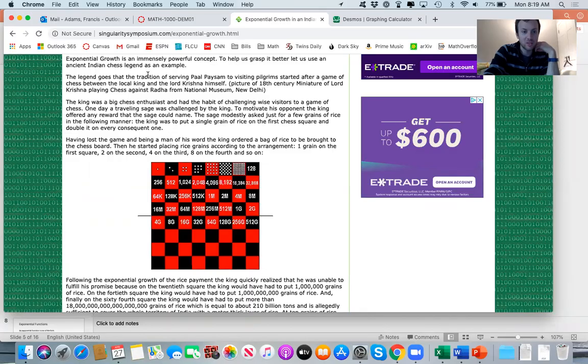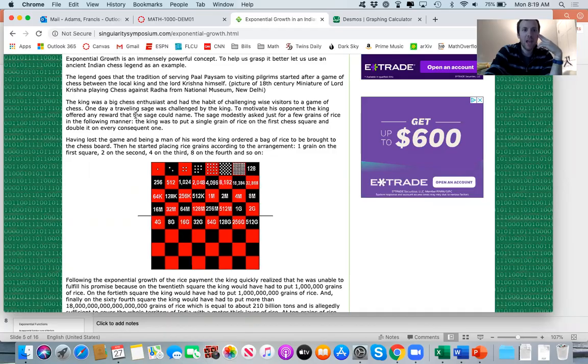So, kind of the origins of the tradition of serving this rice pudding to visiting pilgrims. The idea was that there was a king. He's a big bigot playing chess, and someone came by and challenged the king.